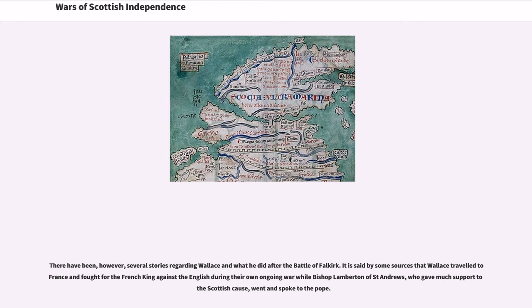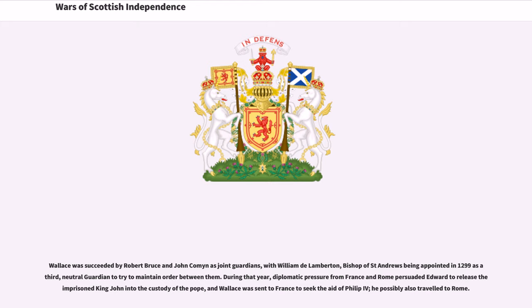It is said by some sources that Wallace travelled to France and fought for the French king against the English during their own ongoing war, while Bishop Lamberton of St. Andrews, who gave much support to the Scottish cause, went and spoke to the Pope. Wallace was succeeded by Robert Bruce and John Cummin as joint guardians, with William de Lamberton, Bishop of St. Andrews, being appointed in 1299 as a third, neutral guardian to try to maintain order between them.